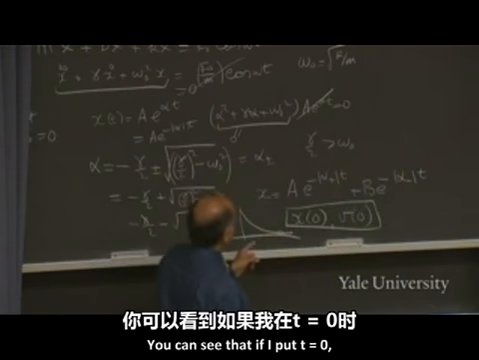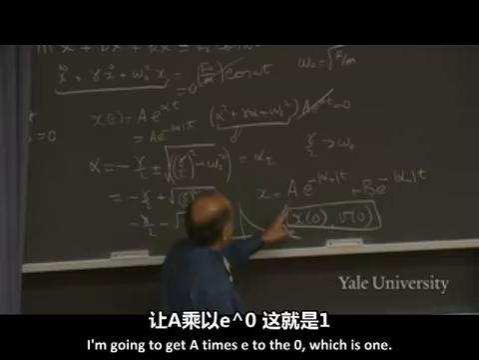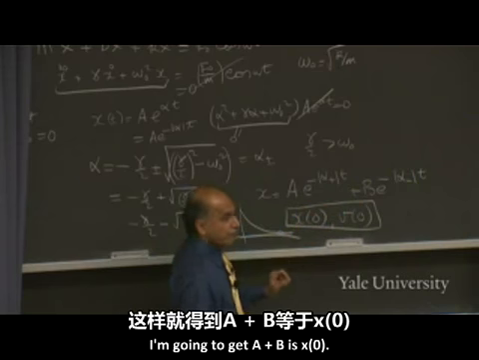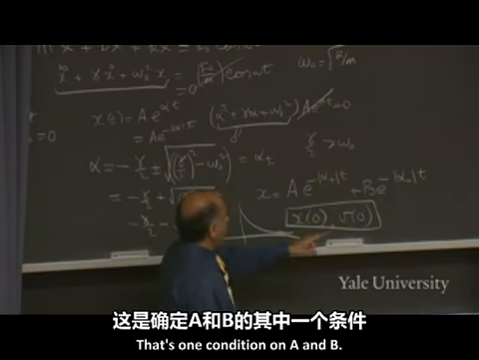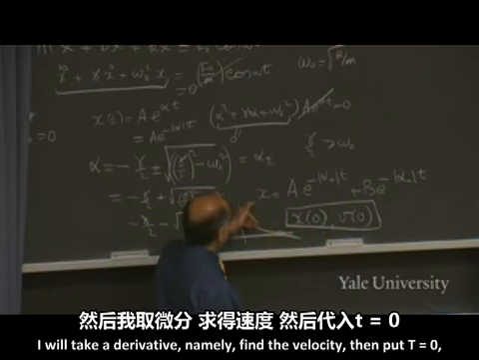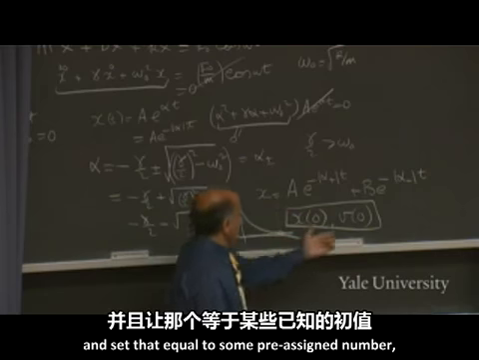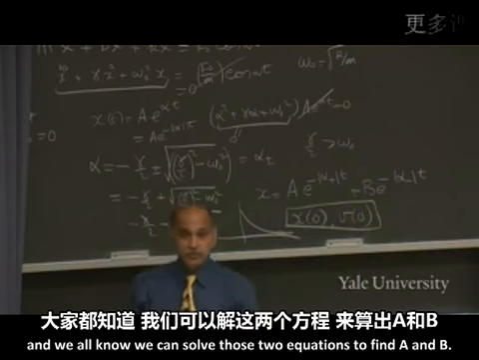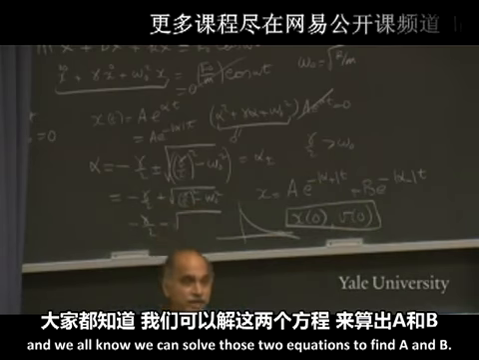You can see that if I put t equal to 0, I'm going to get a times e to the 0, which is 1. I'm going to get a plus b equals x0. That's one condition on a and b. Now take a derivative, namely find the velocity, then put t equal to 0, and set that equal to some pre-assigned number. You'll get a second equation for a and b, and we all know we can solve those two equations to find a and b.